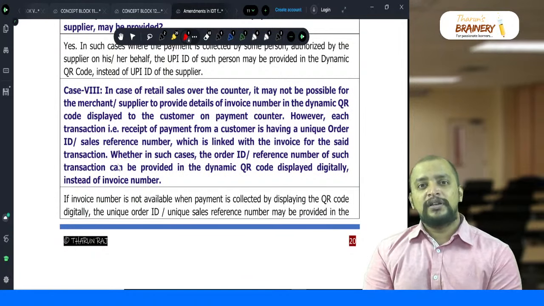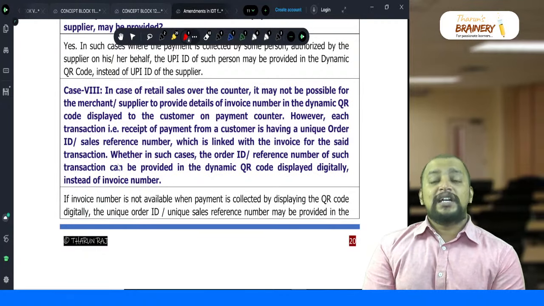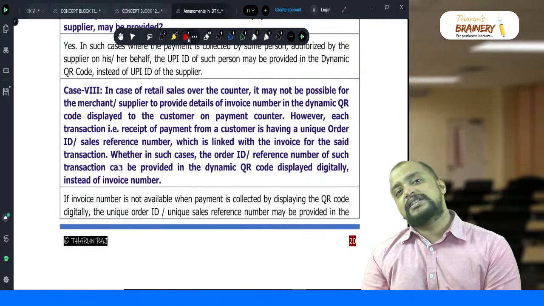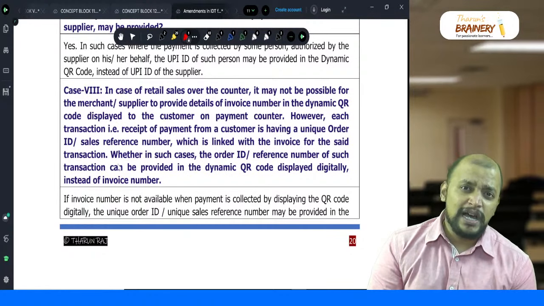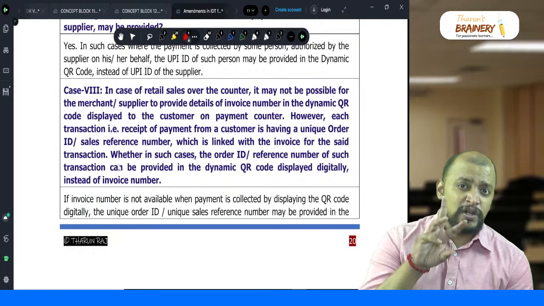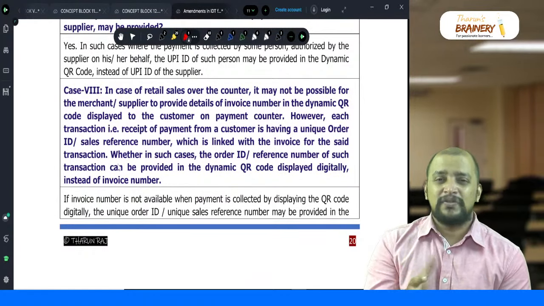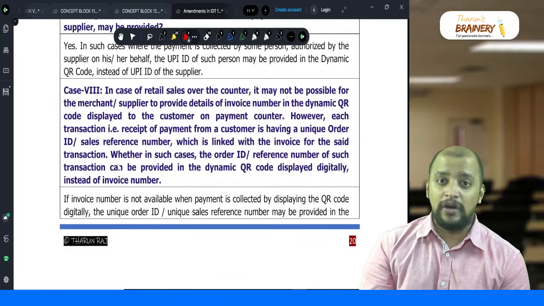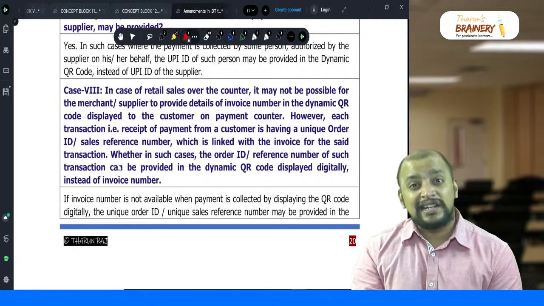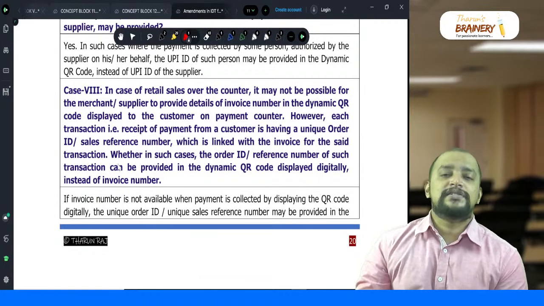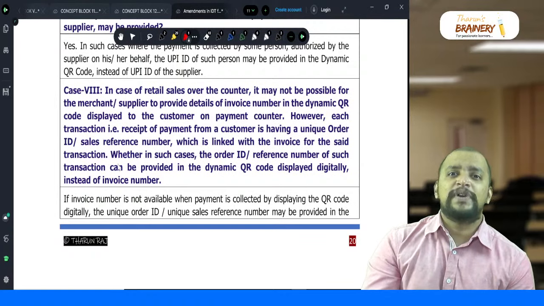For example, take a supermarket whose turnover during the previous year exceeds 500 crores, like Big Bazaar. Sir, turnover or aggregate turnover? What is the difference, are both the same? No. Turnover is state-wise. Aggregate turnover is on an all India basis. How can you compare these two?